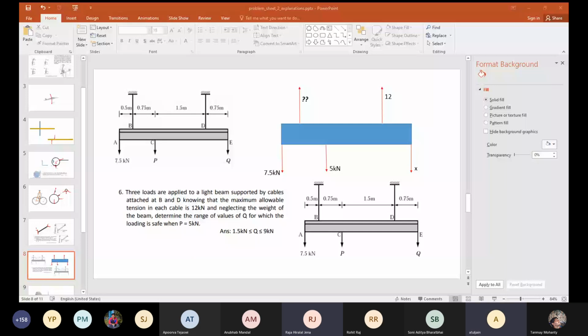Okay, so this also tells you how difficult it is to design structures. Intuitively you will think that if I apply less load, the better it is for my structure. But this is an example where this is not true. So making a structure is difficult. What Tanmay is saying is also right. You can find Q in terms of TB and TD, and then you write an inequality equation. That is also fine.